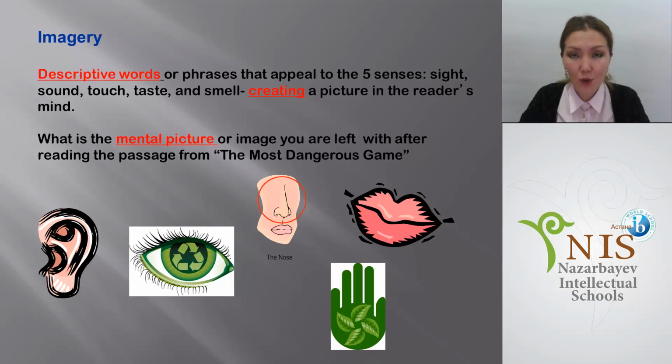Okay, the next poetic device is imagery. Descriptive words or phrases that appeal to the five senses, like sight, sound, touch, taste and smell, creating a picture in the reader's mind, some mental photos. And according to this poetic device, imagery, we can imagine other pictures in our minds. What is the mental picture or image you are left with after reading the passage from The Most Dangerous Game? Let's see it.